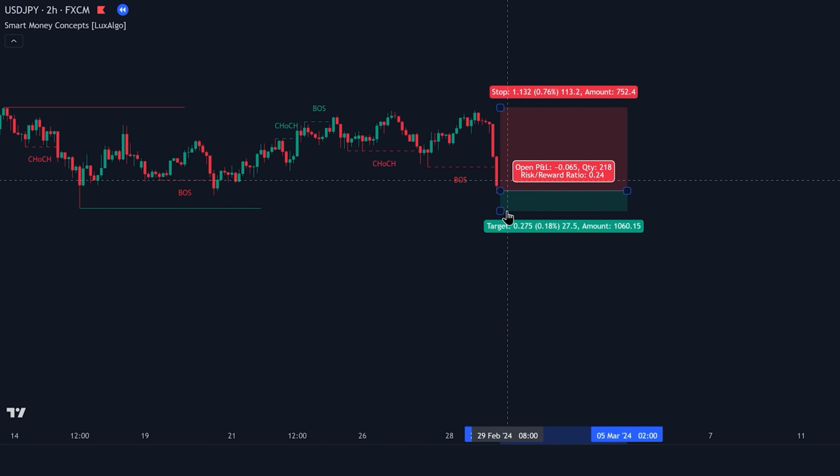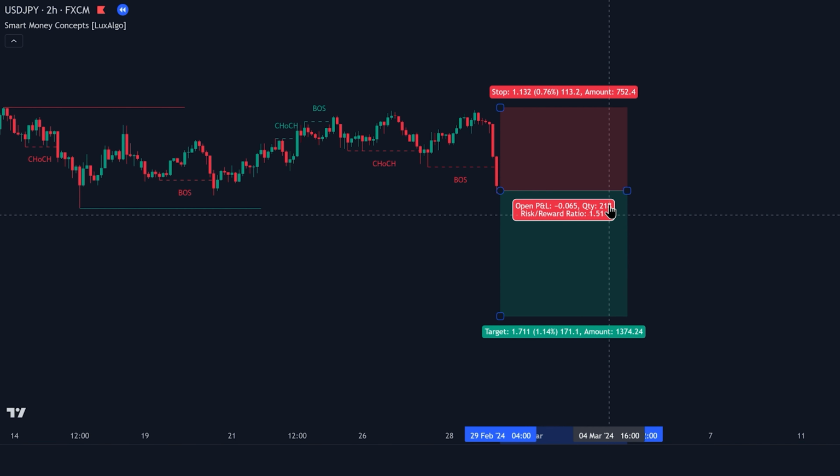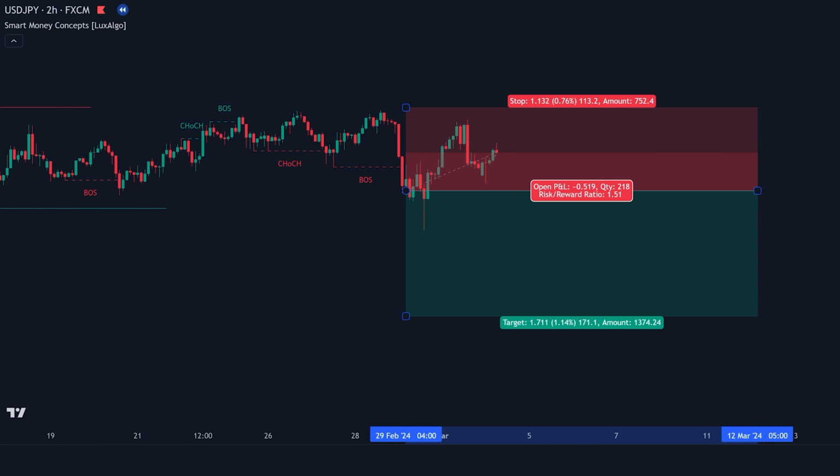Place the stop loss slightly above the most recent swing high point. Aim for a 1:5 risk to reward ratio. Here is the result.